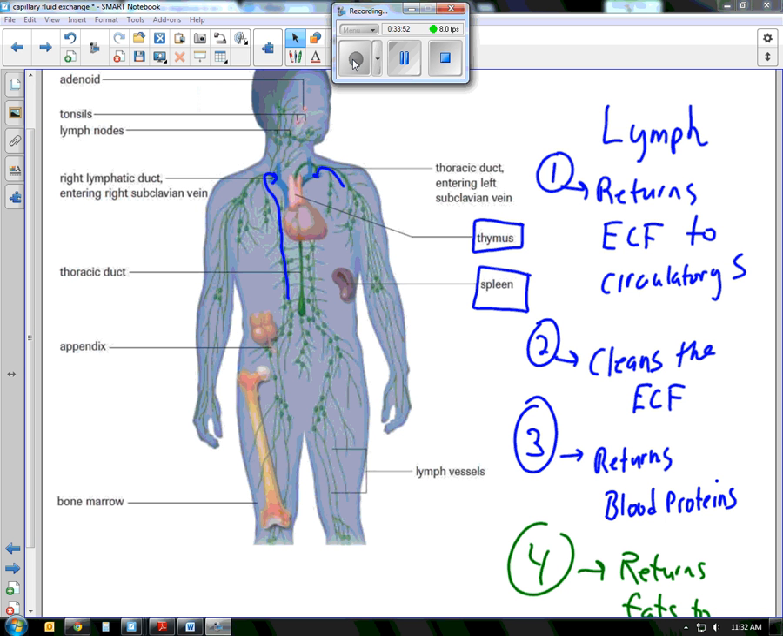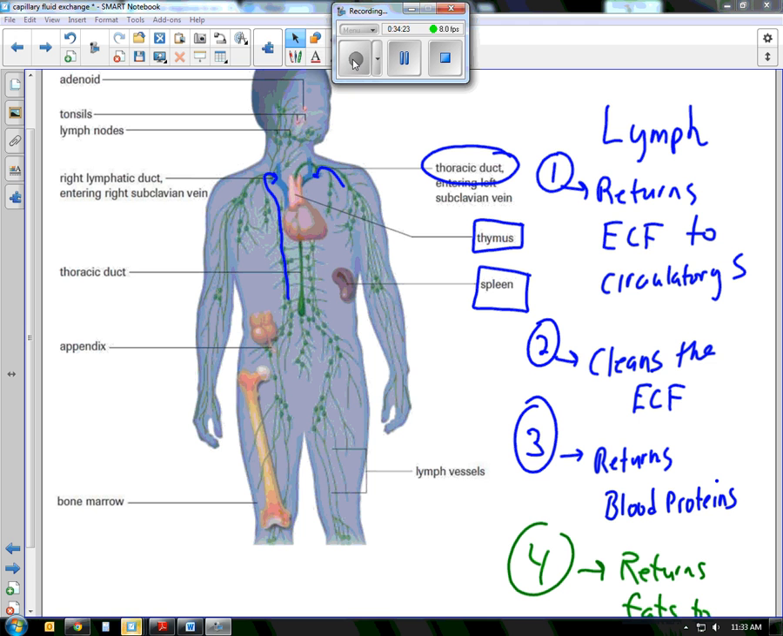So just a quick mention of what the lymph system will do in this whole fluid exchange topic. Any of that extracellular fluid that didn't get back into the bloodstream is going to go into the lymph system, and the lymph system is going to return that extracellular fluid to the circulatory system. That happens right in this thoracic duct right there, the left and right subclavian veins.